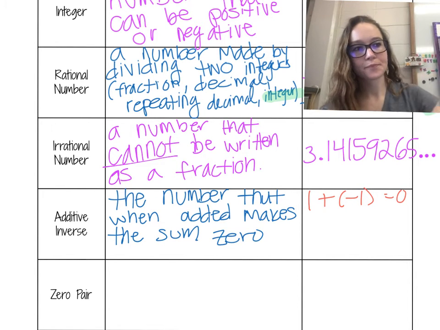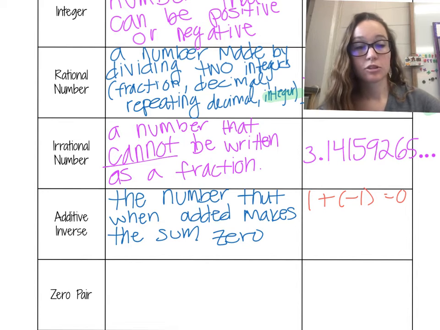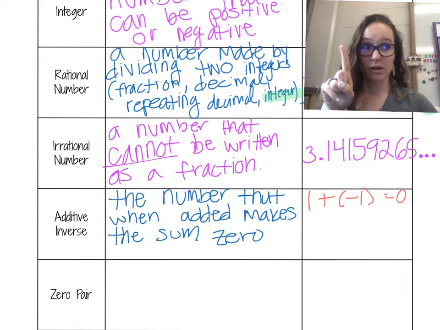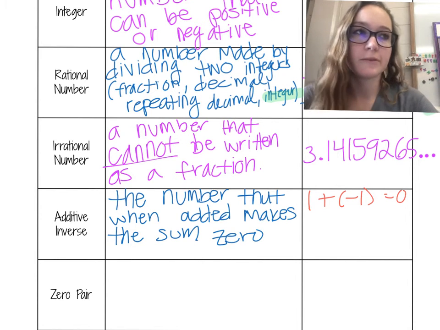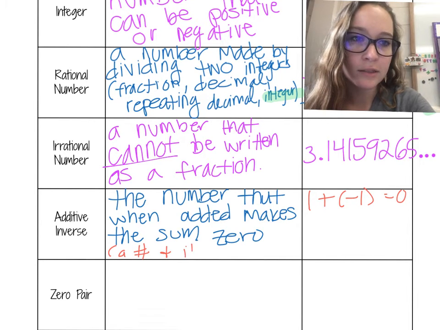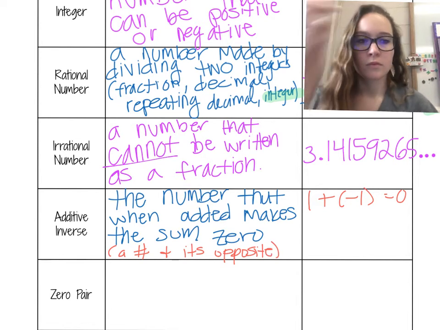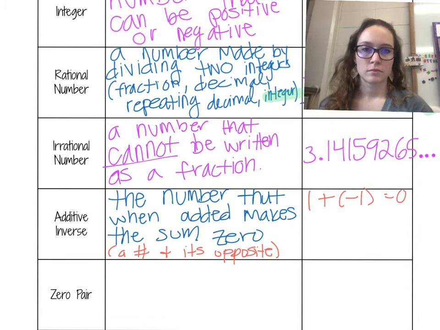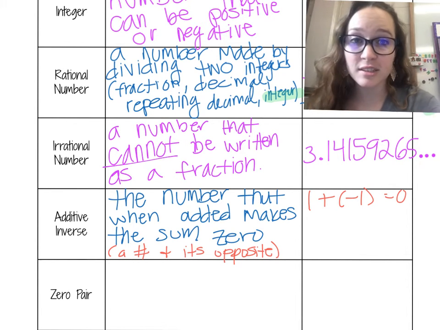Okay, so you can see I have a positive 1 and then a negative 1 makes 0. So it's just a number and its opposite. If you'd like to add that, a number and its opposite. Okay, and it works for fractions and decimals too.